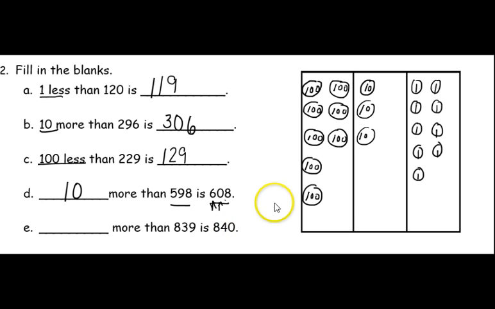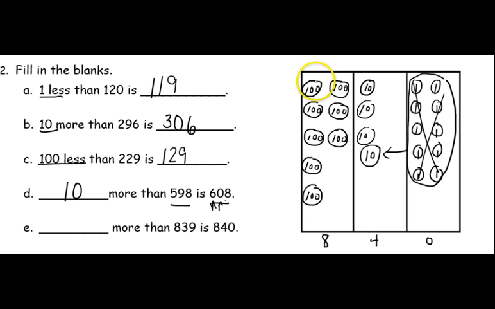That means all I have to do is add a ones disc. When I do that, I now have 10 ones, which I can bundle and trade in for a tens disc. Now I have 8 hundreds, 4 tens, and 0 ones. So how did we get from 839 to 840? We added one ones disc. So you can see how the place value chart helps us think through these place value problems.